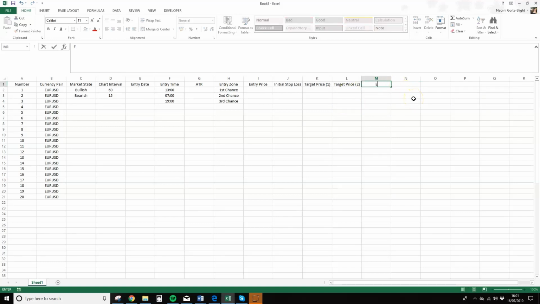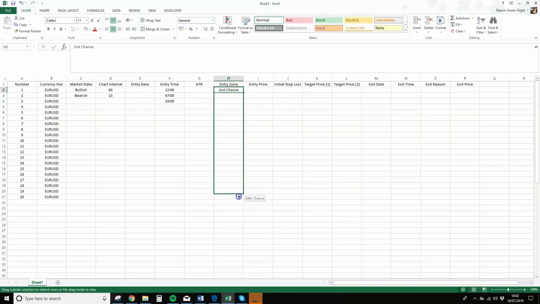Next, and again, I'm going to show you a formula. Exit date, exit time, so all your exit info, exit reason, and exit price. Now we come to the formulas. So, where should I start? I'll start here. Now, with entry zone, if you only have 1 entry zone, so say, like I said, I only have my second chance now, I can just populate this and I can just leave that as it is.